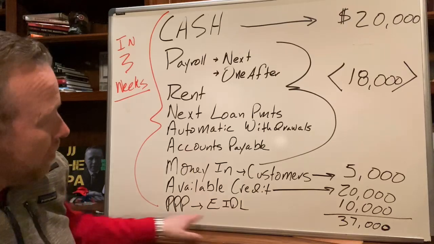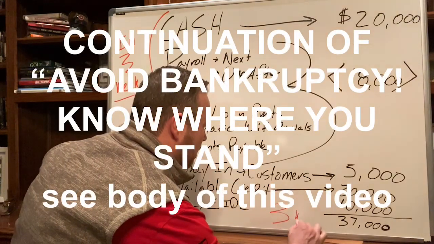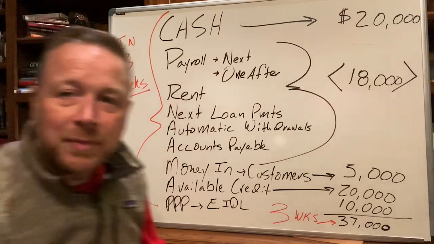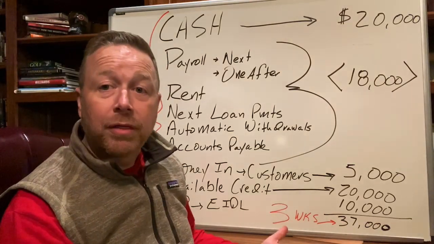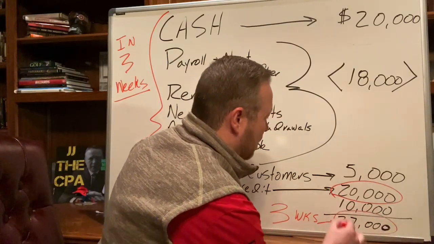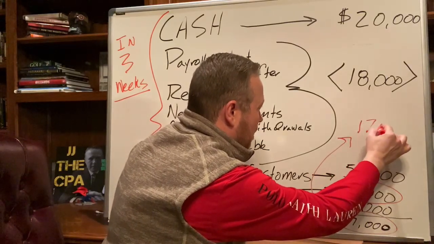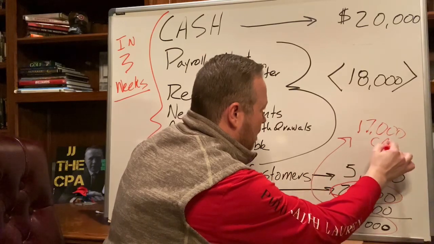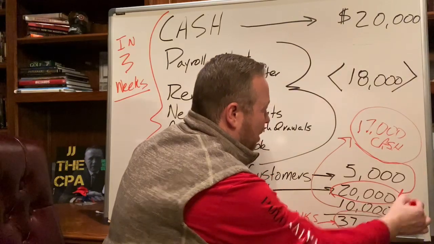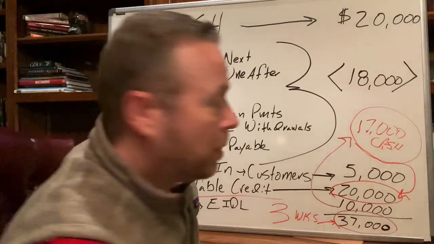Where someone's going, well, in 3 weeks, okay, in 3 weeks, I'm sitting on 37,000, okay, to work with. Because take note, okay? On this, you have 17,000 in cash plus 20,000 in available credit. Okay, so why is that important?